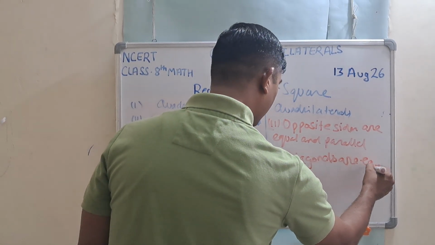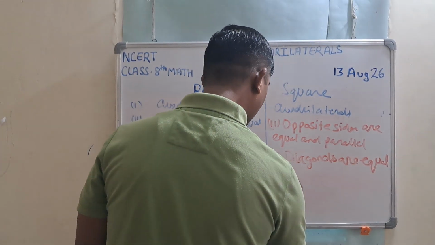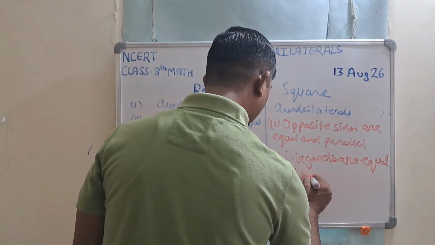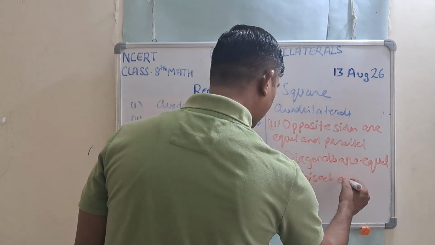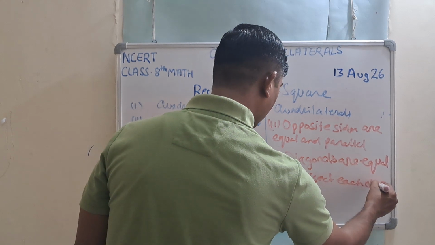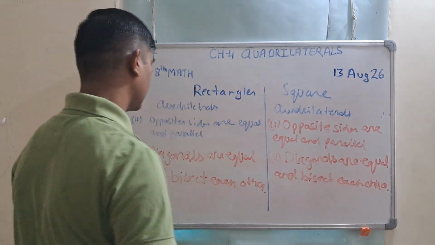Diagonals are equal and bisect each other. Understood?